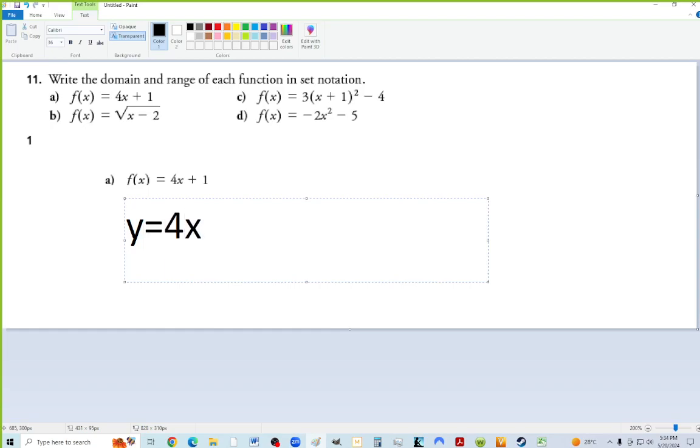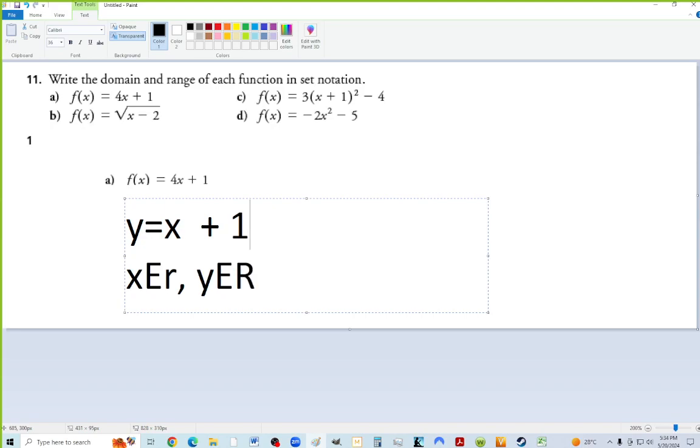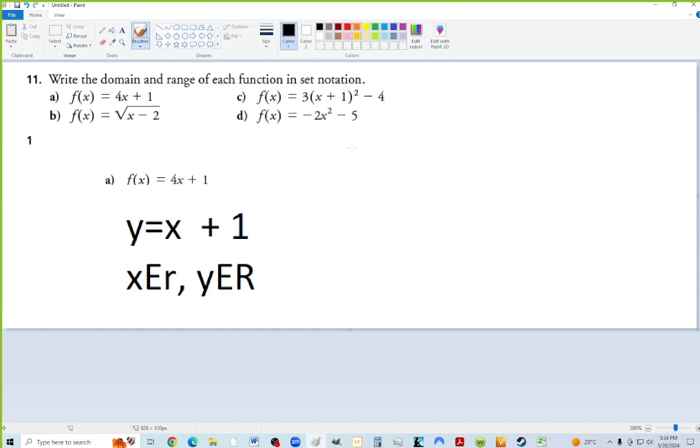When they have the 4 there, that's just a stretch. Since there's nothing being added to x, it would be in a bracket if it did. There's no x transformation, but this is a y transformation. So since a line is always x∈ℝ, y∈ℝ, it doesn't matter that they transformed it at all. The line goes on forever from left to right. So you would say just that, x∈ℝ, y∈ℝ.